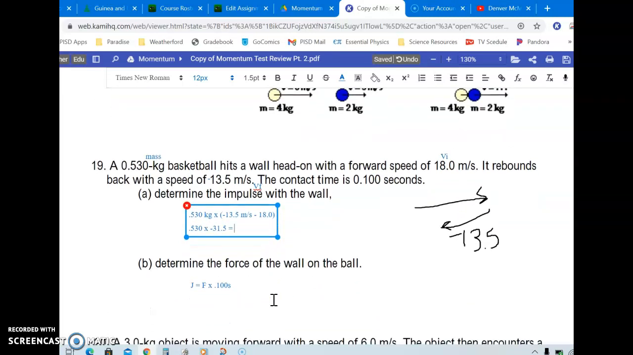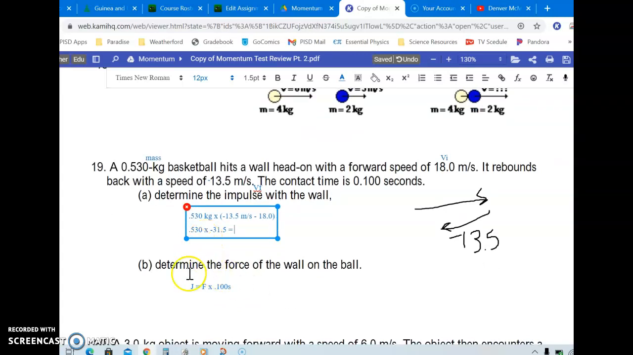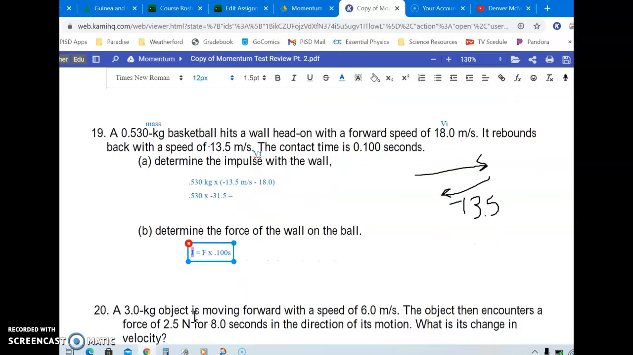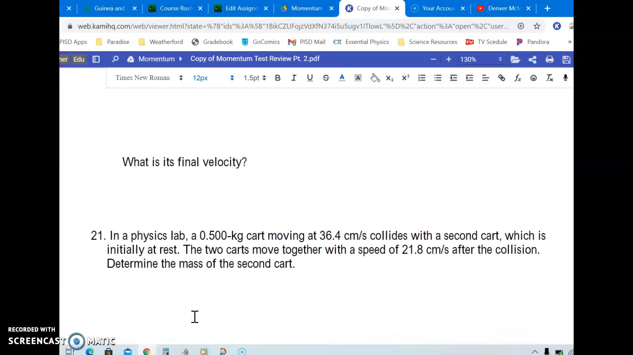Now, once you have your answer there, you can plug that answer in here for the impulse, where J is. Put that answer there. Impulse is equal to force, which we don't know. It wants to tell us the force of how hard it hits the wall, times the time, which is 0.1 seconds, 1/10 of a second. And if we divide both sides by the number of seconds, that will give us the amount of force. So that's how you would do that one. Those are fairly easier.